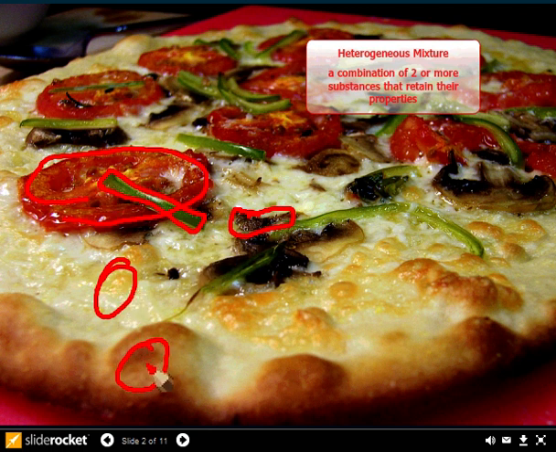In other words, there are no chemical bonds binding the tomato to the pepper. Each of these different phases, as I'm going to call them, retains its properties. So we have a tomato phase, a pepper phase, a mushroom phase, a cheese phase, a crust phase. They all retain their individual properties, and that's what makes it a heterogeneous mixture.